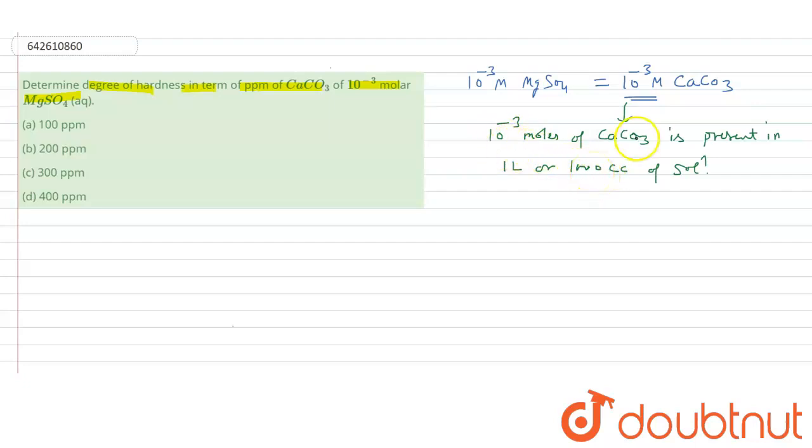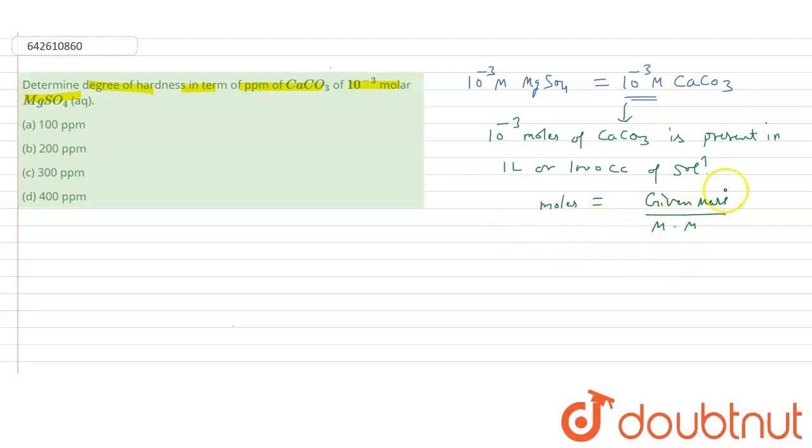If I want to find out the amount of CaCO3, we know the formula for moles. Moles is equal to the amount of solute, or you can say the given mass, divided by the molar mass. This is the general formula for moles.